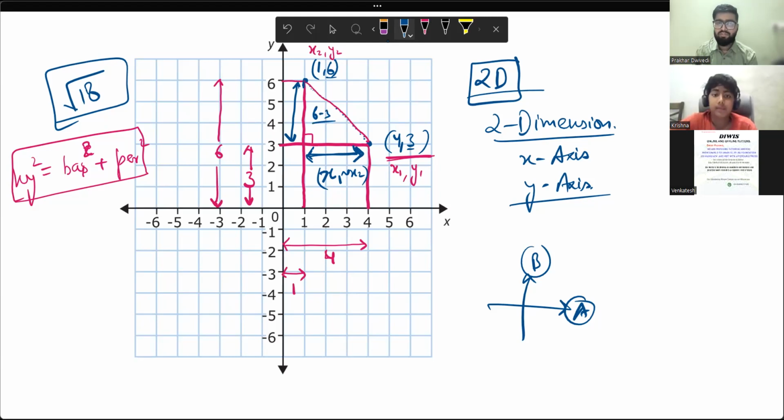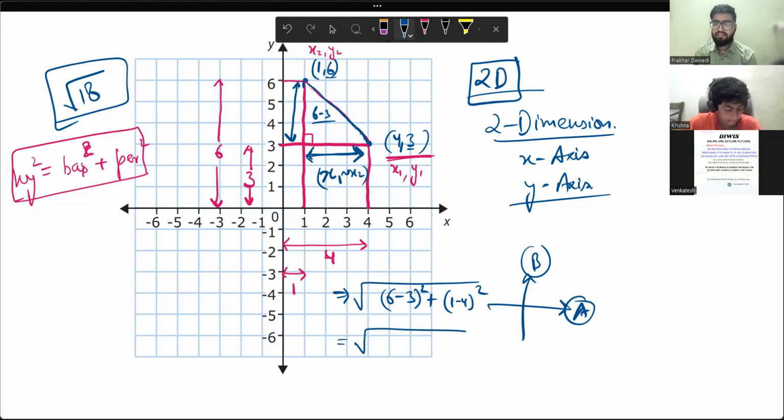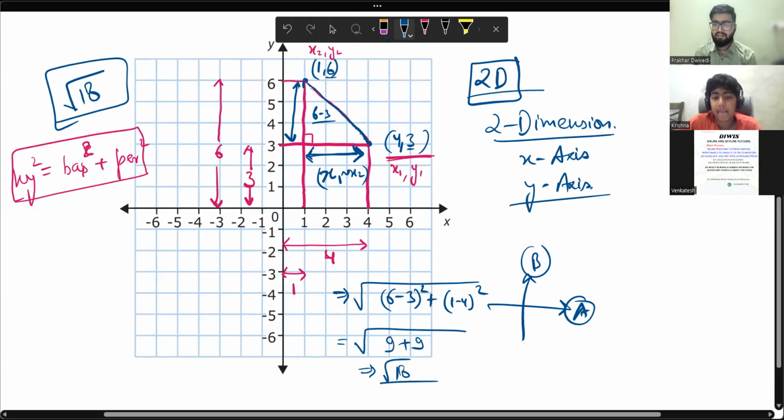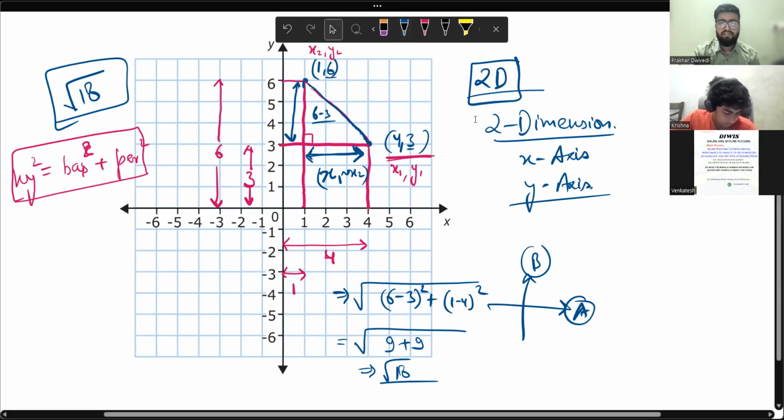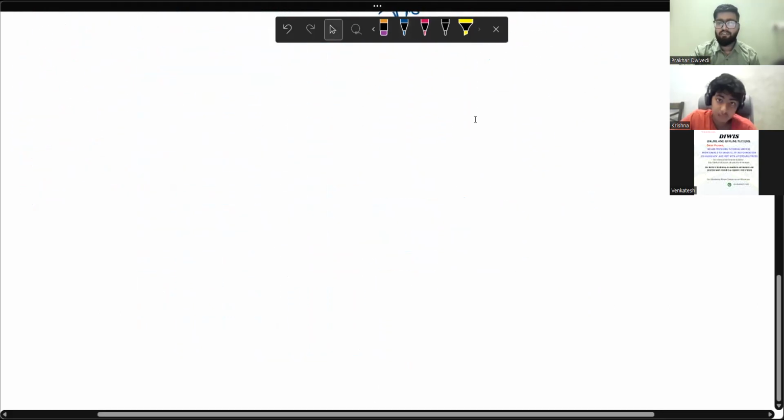Now from here, if we use this right angle triangle, we will get that this distance is the square root of 6 minus 3 whole square plus 4 minus 1, or 1 minus 4, anything you can do, the square. So you are getting 3 square, that is 9, plus 9. Do you get this? Yes, I get it. Good. Based on this, we will get plenty of questions.